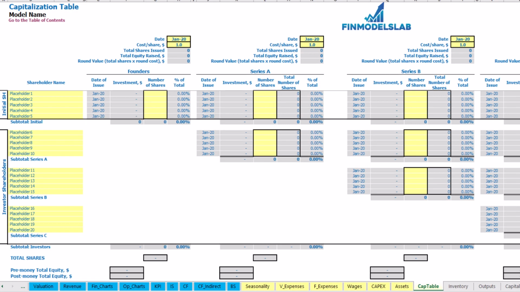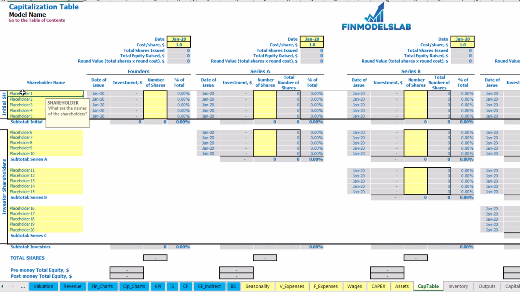On the capitalization table you can input different founders' and investors' contributions broken down by different dates of funding, with different cost of share for each series, and you can see the dilution of shares after each round and pre-money total equity and post-money total equity.